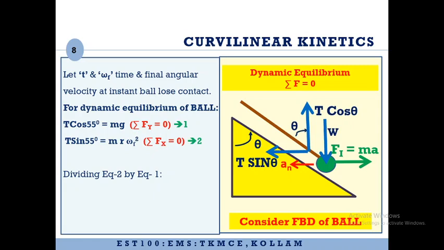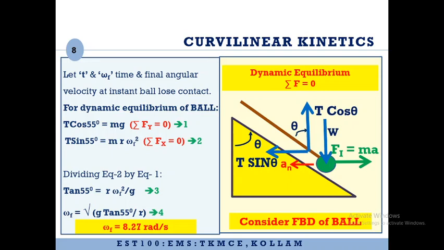Now if we divide equation 1 by equation 2, we will get tan 55 degree equals r omega f square by g. If we substitute the values, we can get the value of omega f as 8.27 radian per second. So the question before us is we need to find the time as well as the angular velocity. So angular velocity we have found out. Now we need to find out the time at which it is going to lose contact.